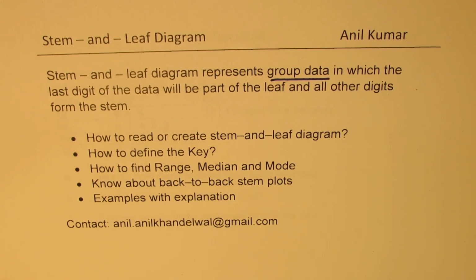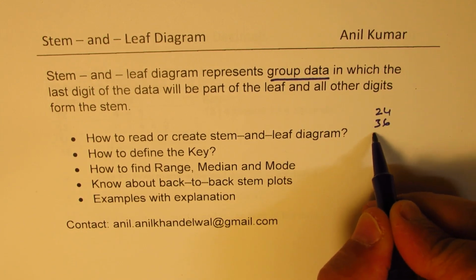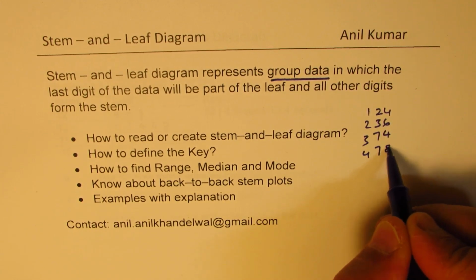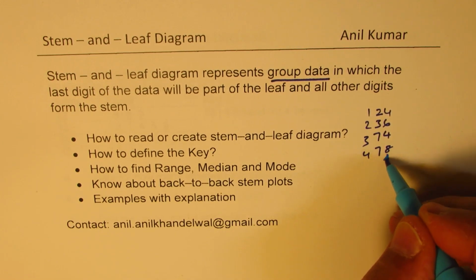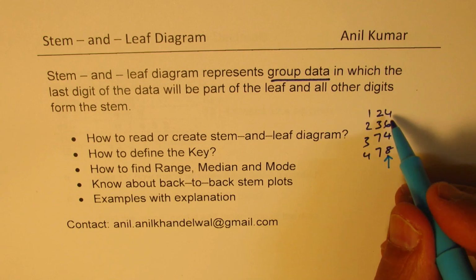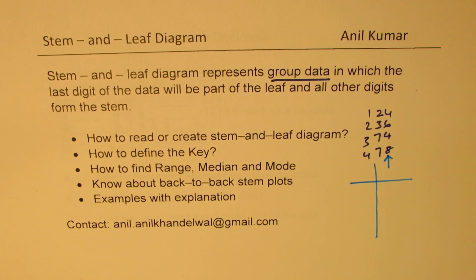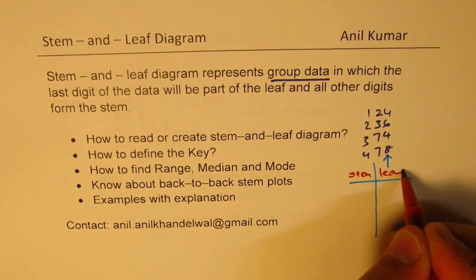That is to say that if I have data like this, let's say 24, 36, 40, 74, let's say 123, 478, something like this. Now, in this case, the last digit, which is in this case the ones digit, will form part of the leaf. So we are going to sketch a stem and leaf graph like this. We'll always write the stem on the left side and the leaf on the right side.